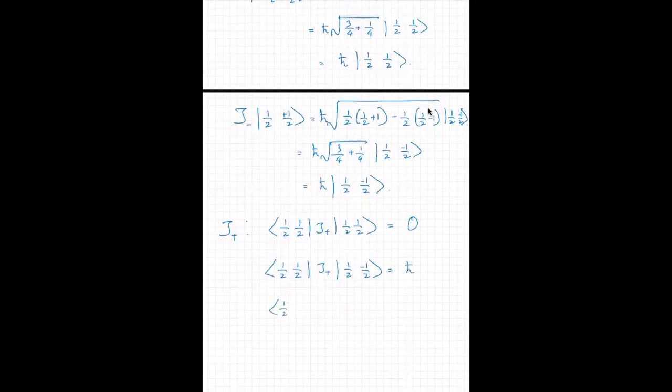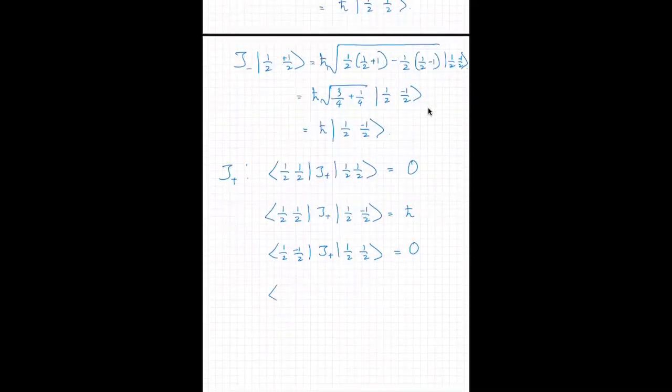Now coming to the other one, 1/2 minus 1/2, J plus 1/2, 1/2 is again 0 because J plus cannot raise the value of M higher than 1/2. And 1/2 minus 1/2, J plus 1/2 minus 1/2 will be 0 because J plus acting on 1/2 minus 1/2 will give me 1/2, 1/2, and the overlap of 1/2, 1/2 with 1/2 minus 1/2 is 0.